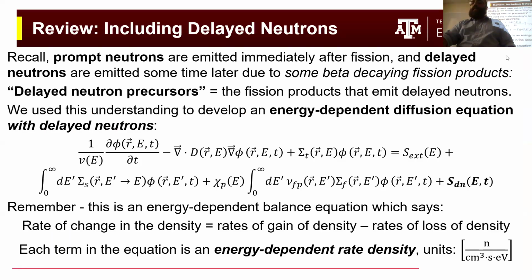So, last time that we were here, we started talking more about time dependence, and the main physics that we weren't including when we did time dependence before is the fact that there are neutrons that are born delayed.